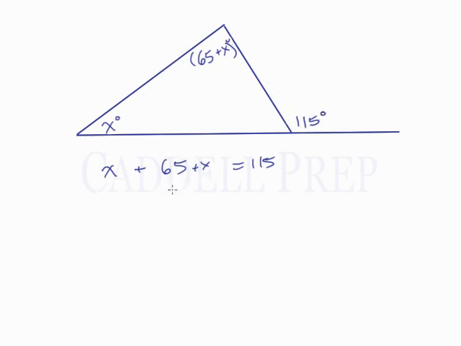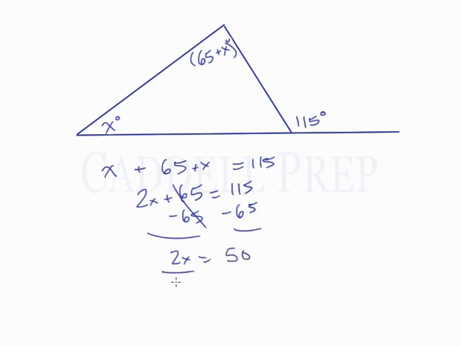Okay, so let's combine like terms. We have 2x plus 65 equals 115. Then we'll subtract 65. So we're left with 2x equals 50. And now divide by 2. And we get that x equals 25. So this is 25. This is 65 plus 25, so this is 90 degrees. And we see that 25 plus 90 equals 115.